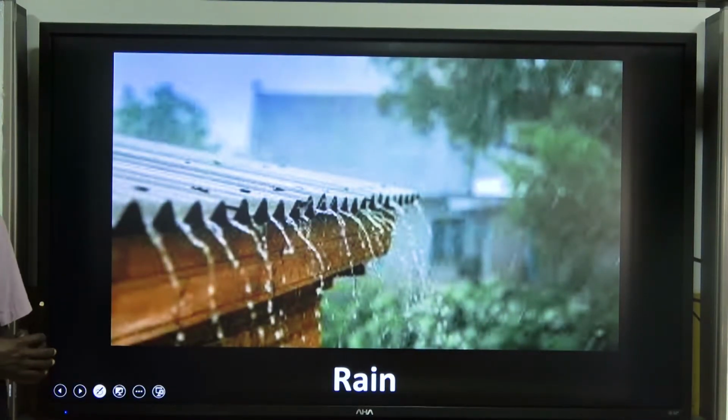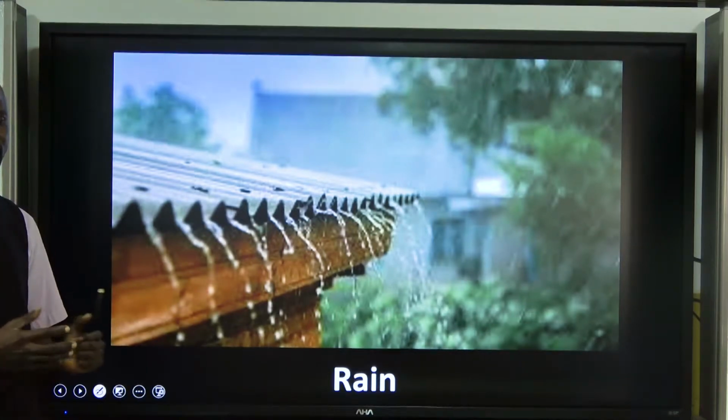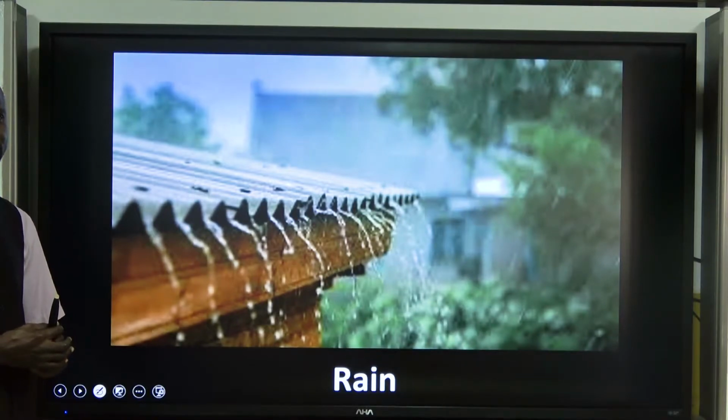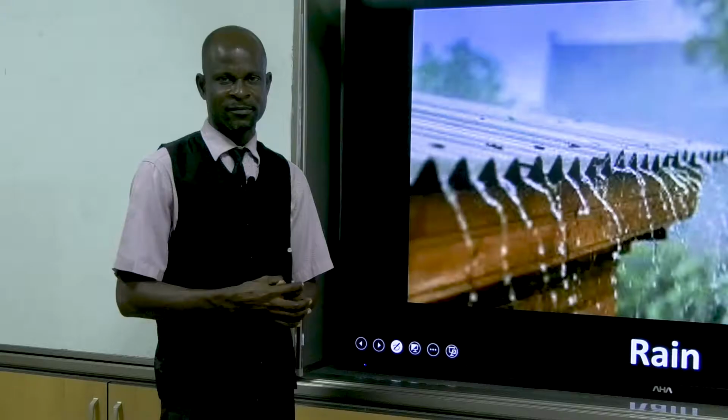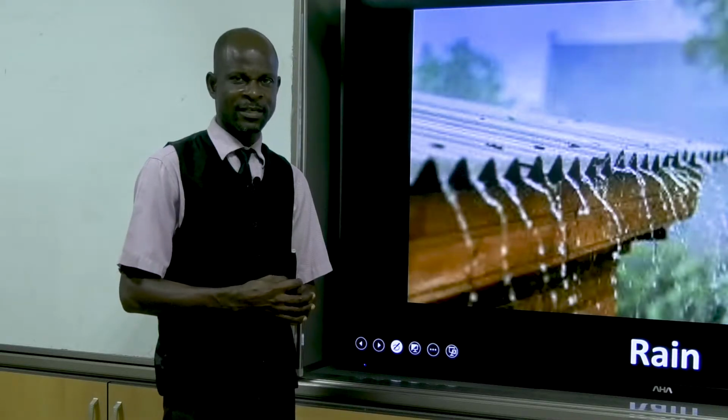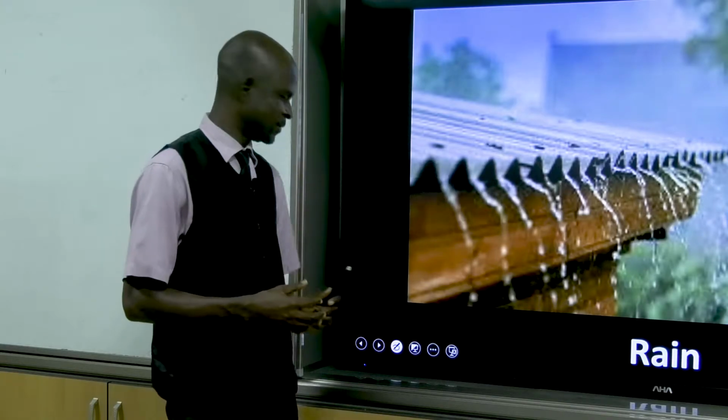Yes, that's the popular rain that we all know. We have rainy seasons in Nigeria, we have good weather. Rain falls in Nigeria regularly. So that rain that falls on the roof of your house is a source of water.